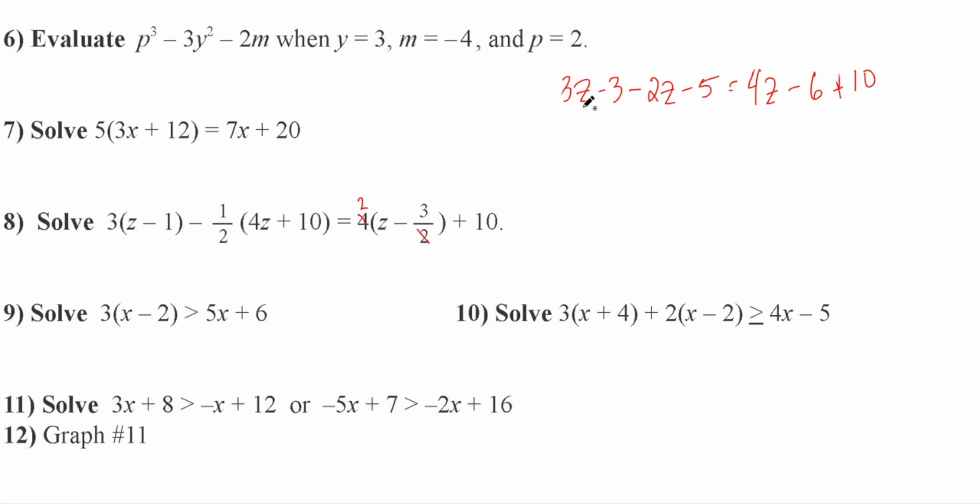All right, let's add some like terms. 3z minus 2z is 1z. -3 minus 5 is -8. And then right here is just 4z. And then plus 4.